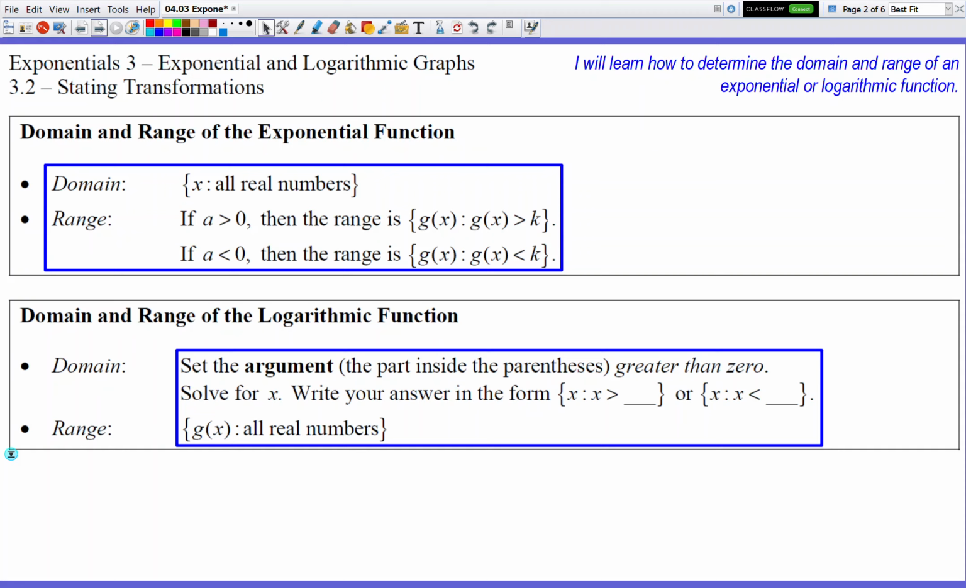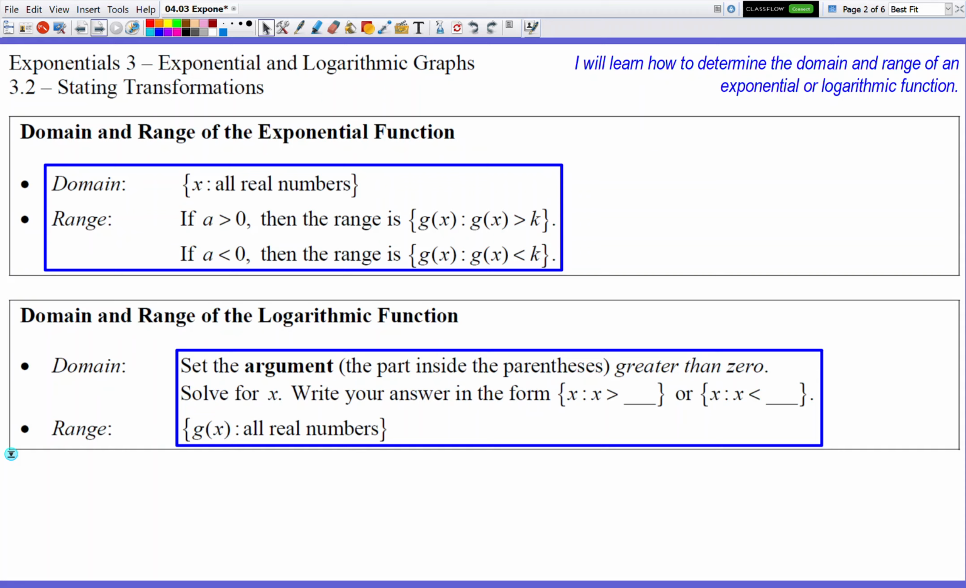Okay. And for range, it's based on your a value. So if your a value is positive, then your range will be g of x greater than your k value. If your a is negative, then it's going to be g of x less than your k value. So greater than 0, or positive, will imply greater than. And less than 0, or negative, is going to be g of x less than k.